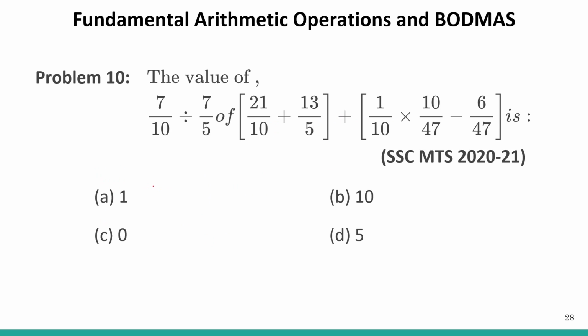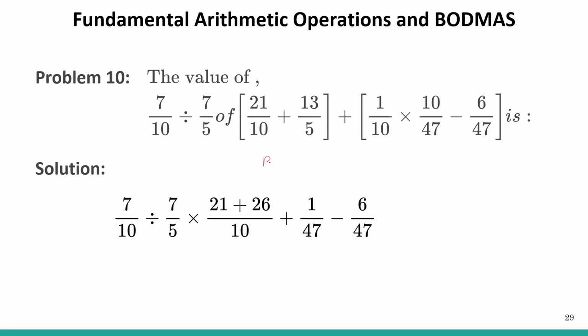So let's see problem number 10. What problem number 10 asks us is some similar questions. That is 7 by 10 divide 7 by 5 of 21 by 10 plus 13 by 5 plus 1 by 10 into 10 by 47 minus 6 by 47. It has appeared in SSC MTS 2020-21. So let's see, is the answer 1, 0, 10 or 5? Let's see which is the correct one.